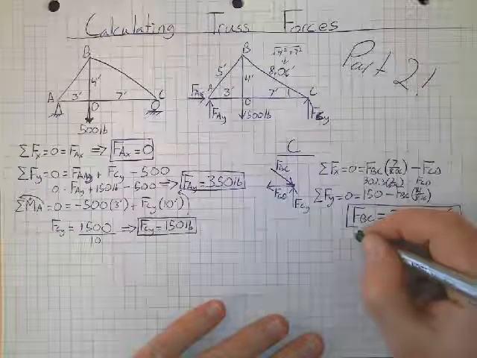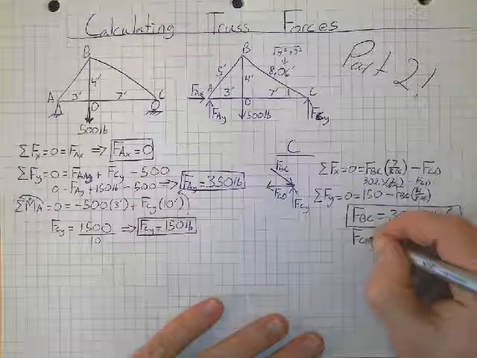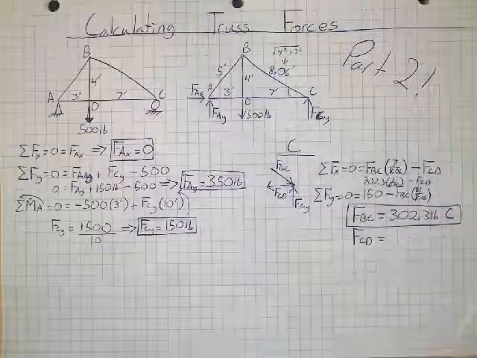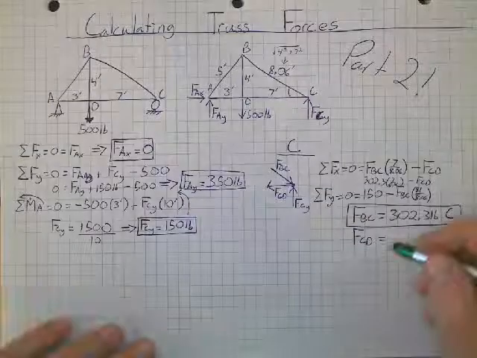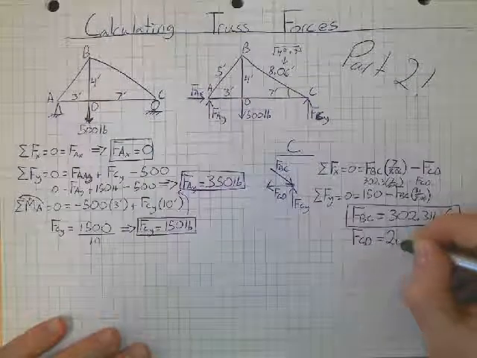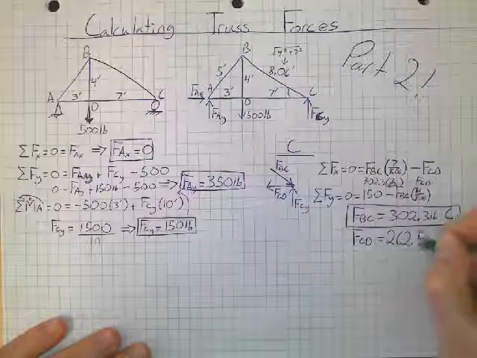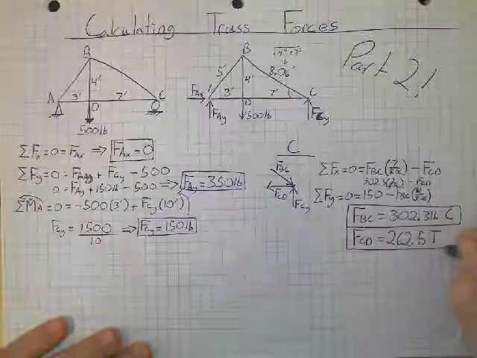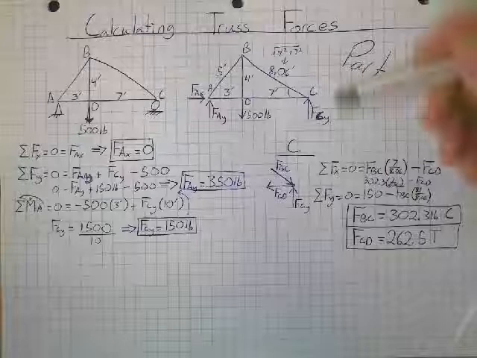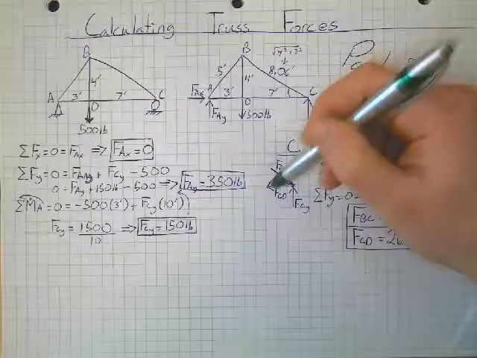So I'll just write this down here. FCD then is going to be equal to 262.5. And that one would be in tension. So once again, pointing towards it, it's in tension. Away from it, it's in compression.